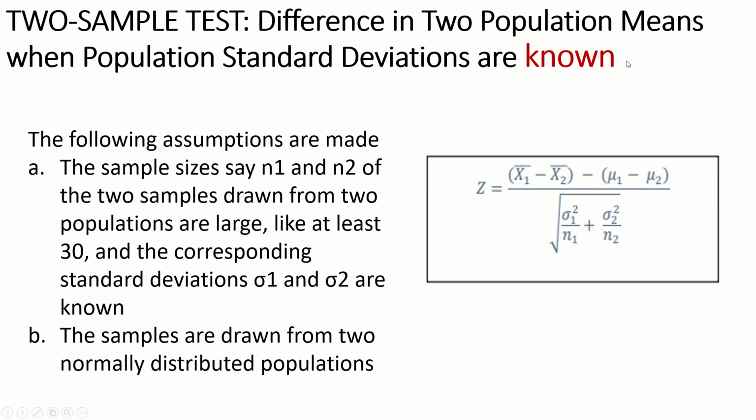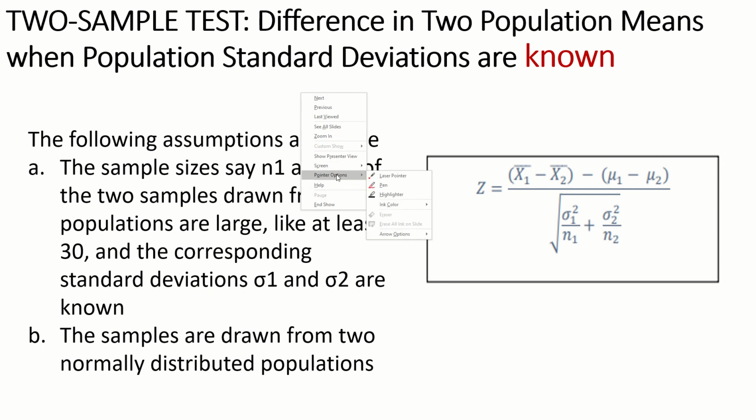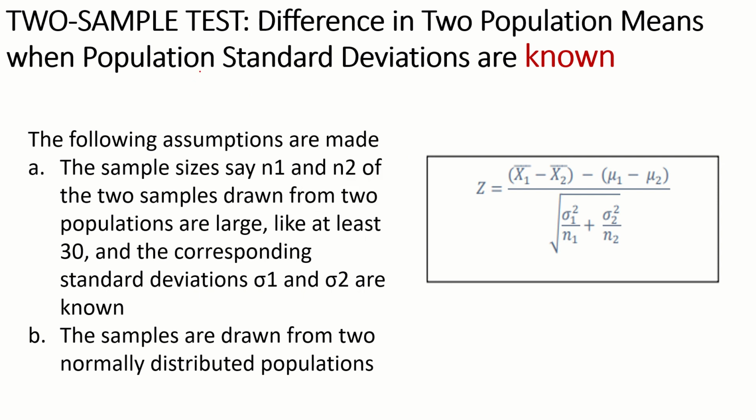That means we will be given the difference in two population means, and we will also be given the population standard deviations. Okay, let us understand this. These are the following assumptions we must see. When we have two samples we will have two sample sizes, n1 and n2. The sample sizes n1 and n2 of both the samples drawn from the two populations are large. Minimum it has to be 30. Let us remember this.